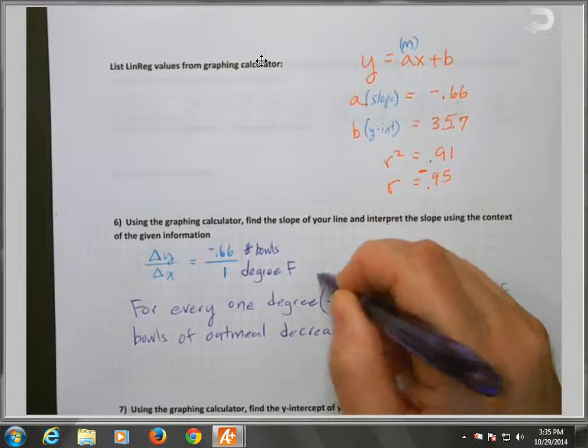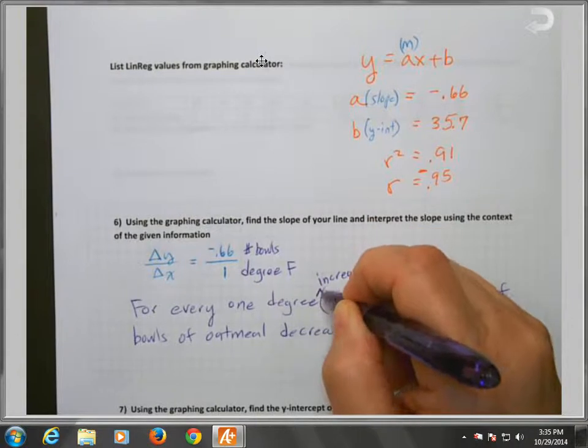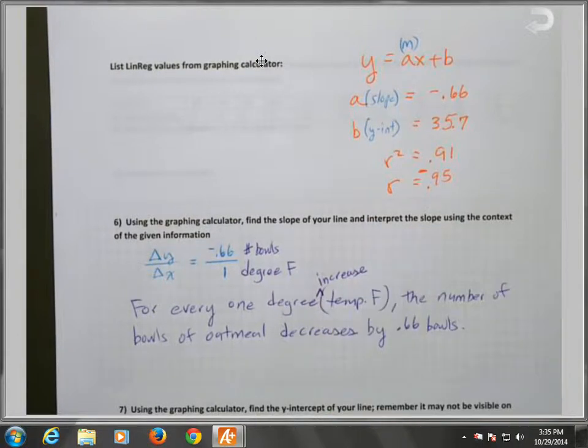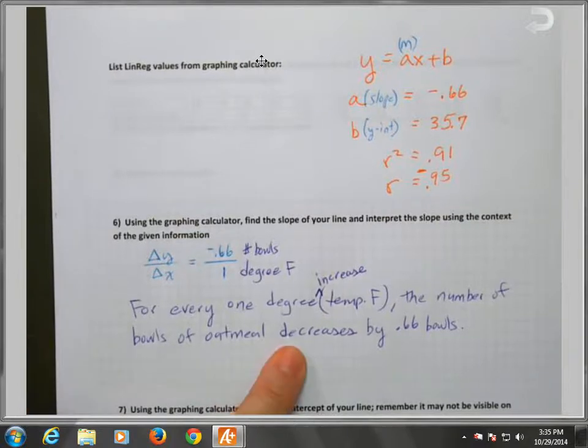Okay, that should go in after you name what your variable is. For every 1 degree increase, the number of bowls of oatmeal decreases by 0.66. Now, this decrease is representing again that negative sign. If there is no negative sign, if it's a positive association, positive slope, you want to say increase, so that the two things would be increasing together. There are going to be many instances of the word increase. So you need to understand that all the words aren't going to be the same for each problem. They're unique to the problem.